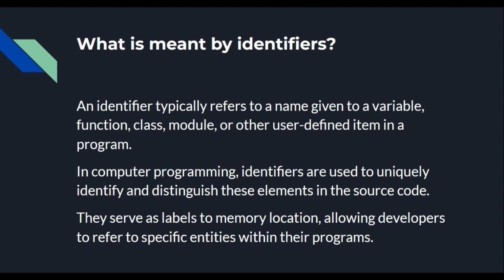For example, we have defined one function and we want to call that function. Instead of using its memory location, we are using its name, that is the identifier given to the function, and using that we can call that function, right? Because of that, we can reuse those entities in our program. So we will see this practically.